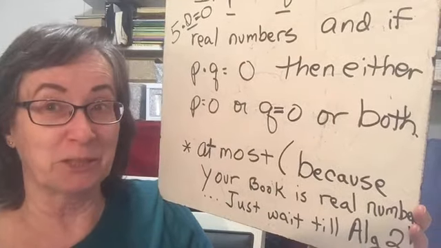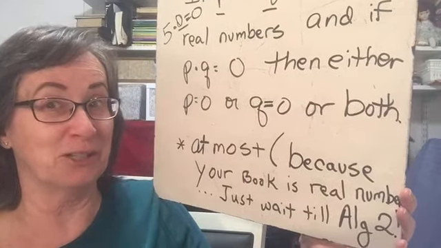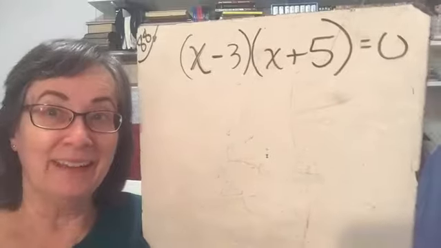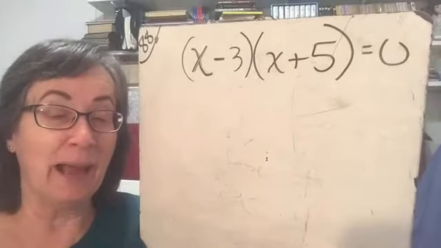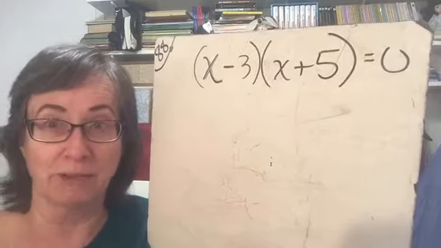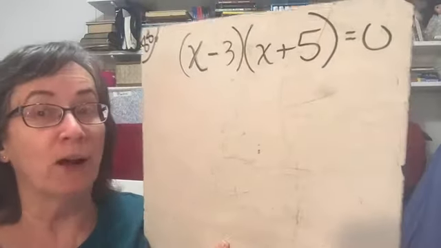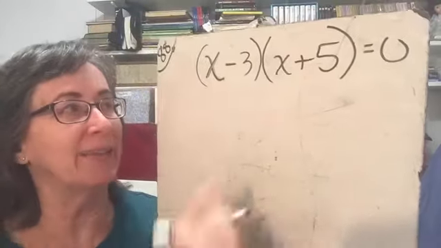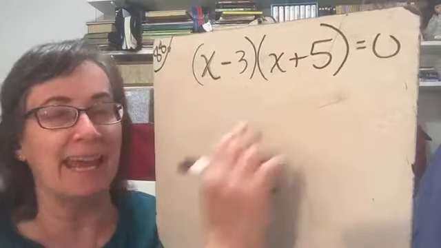And you'll be able to do those in Algebra 2. Okay, so how are we going to use this zero factor property to help us solve quadratic equations? Well, we're going to do factoring. Now, this is a quadratic equation that has already been factored for you. We're going to have to learn how to do this.